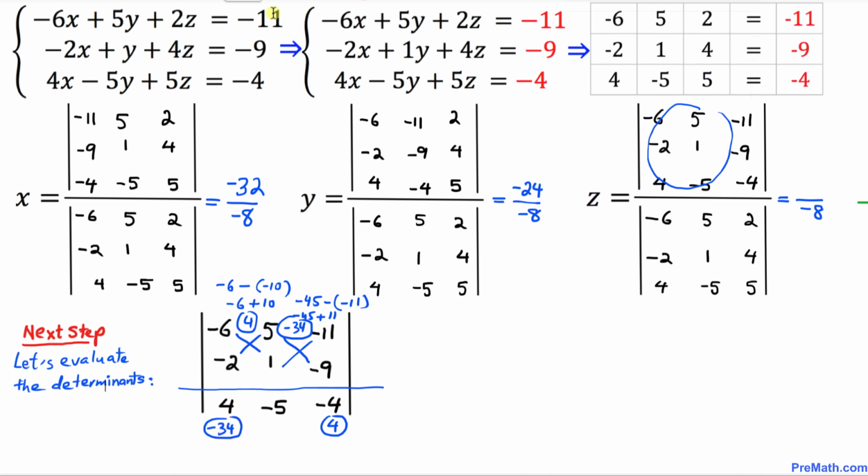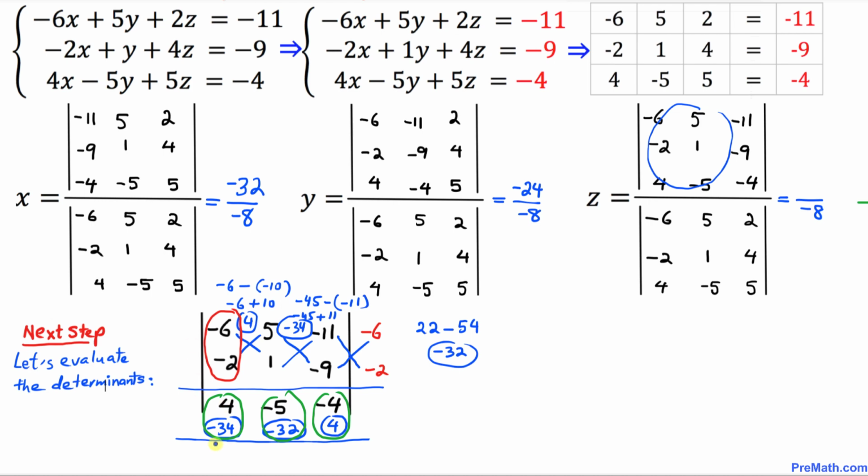And finally we are going to copy this very first column on the left hand side and paste it on this right hand side. And let's crisscross once again. Negative 11 times negative 2 is positive 22, then put a minus sign. Negative 6 times negative 9 is positive 54, and that is going to give us negative 32, which is going to go in the middle. And now our final step is, let's simplify these one. First we are going to multiply these numbers first, and then we are going to add them.